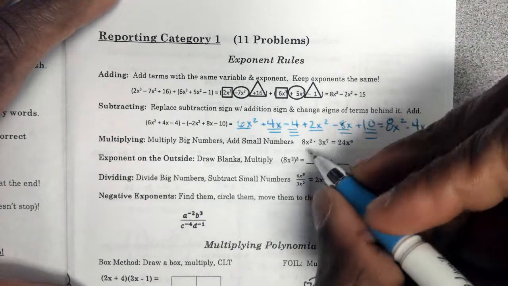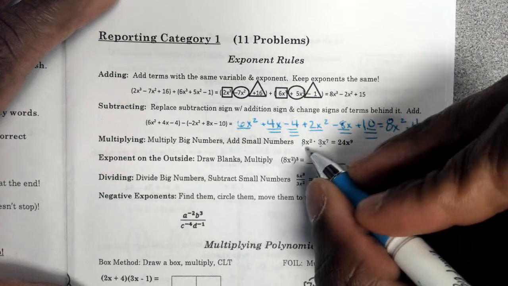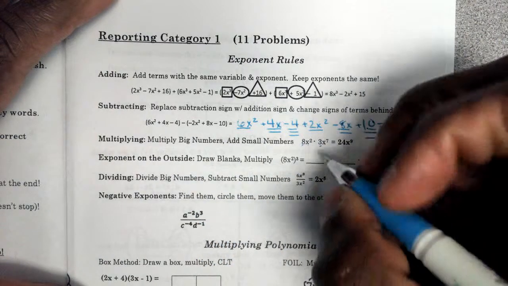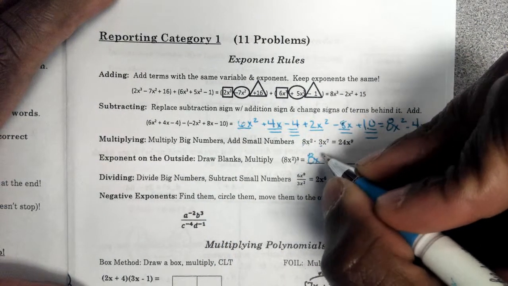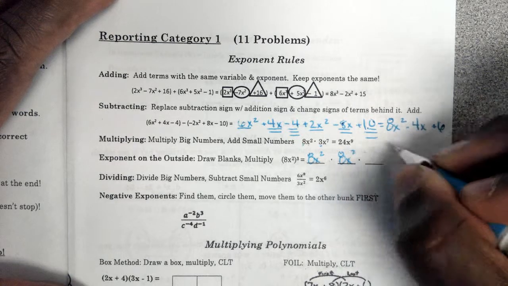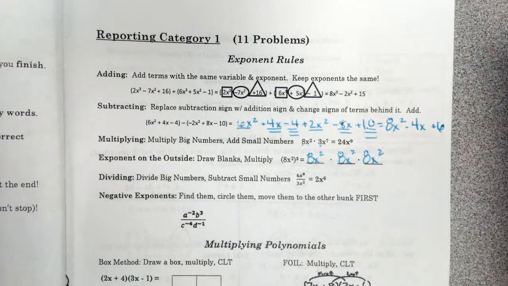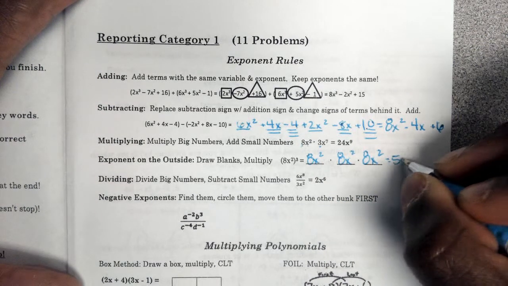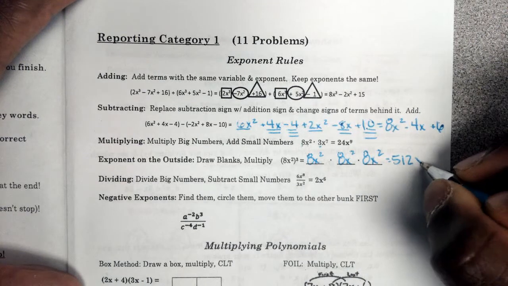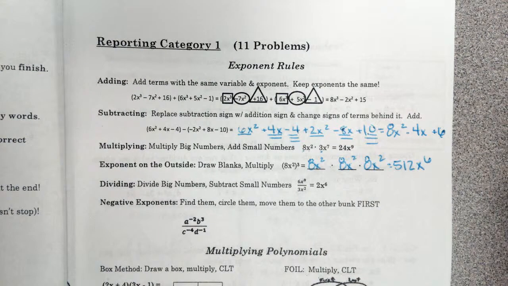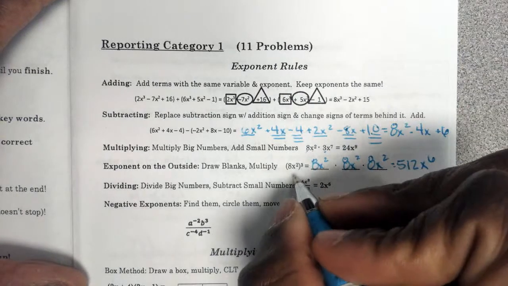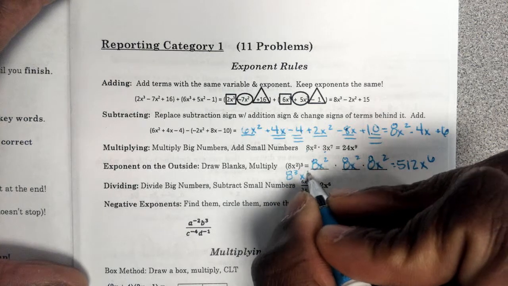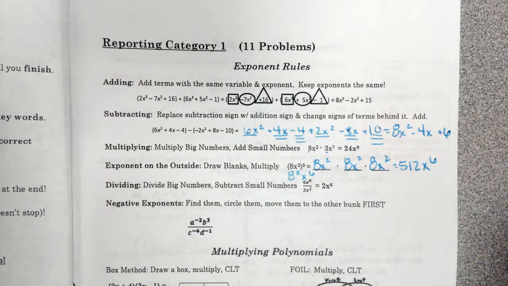Multiplying: you multiply the coefficients and then keep the base and add the exponents. When you have an exponent outside, that literally means you're doing that many times. So 8x squared times 8x squared times 8x squared, and then you do the same thing. 8 times 8 times 8 is 512. X squared times x squared times x squared is x to the 6th. Or you can just distribute this exponent to both, and when you have an exponent outside, you multiply, and you will get the same thing.